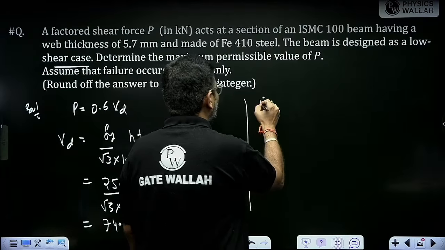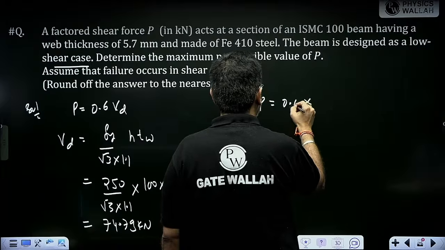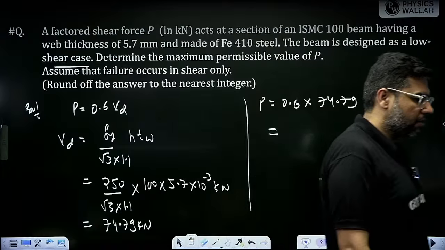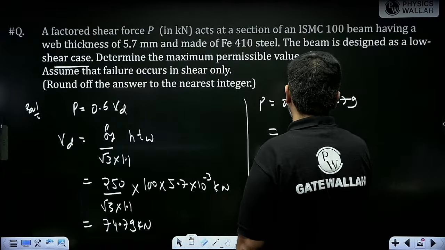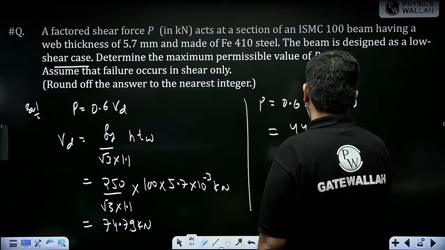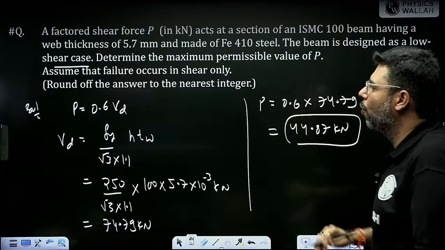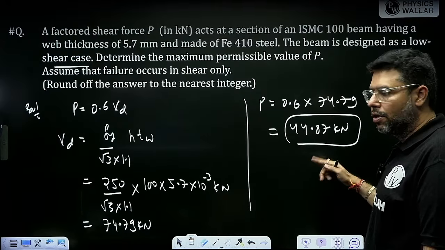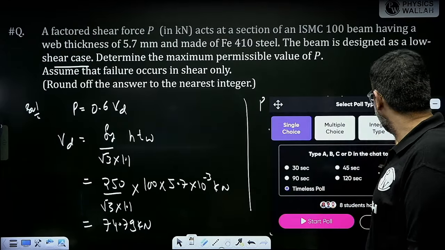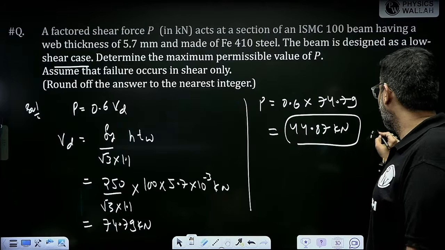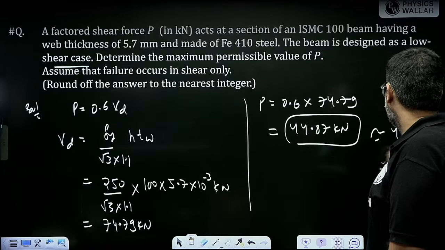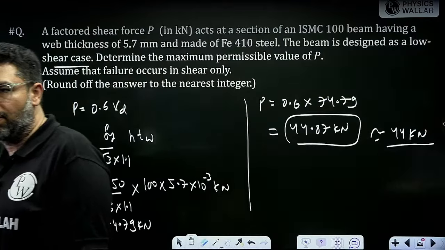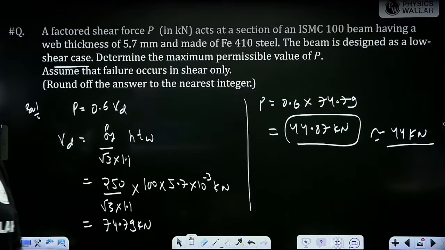Now, P is equal to 0.6 into 74.79. Please verify. Answer is 44.87. So, for low shear case, lower integer you will take. If you take 45, then it will become high shear case. So, nearest integer will be 44 you will take, okay. 44 would be the correct answer, not 45. Do not take 45 as the correct answer, take 44 as the correct answer, okay.